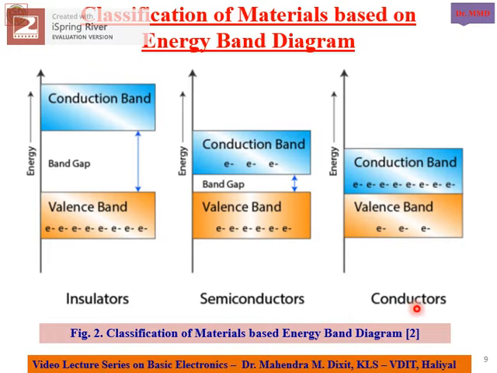Then the third classification is conductors. There is very little, or no, forbidden band gap between the valence band and the conduction band. They are very near each other, and hence electrons can easily travel from the valence band to the conduction band and become free, and hence conduction is possible in conductors.